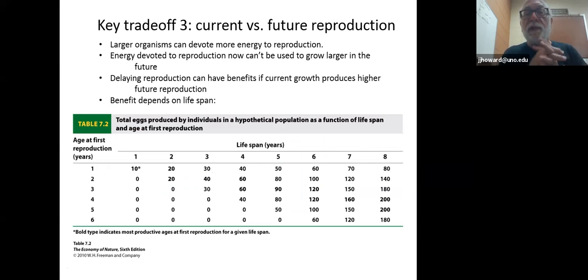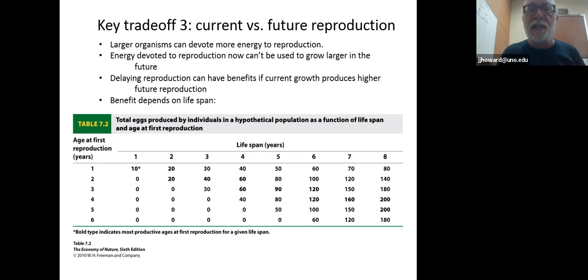The third trade-off is current versus future reproduction. And this is where age of first reproduction comes in. If you start reproducing at a young age, then you don't have time to grow large. And that means that you're never going to be able to accumulate as much energy for reproduction in the future as a larger organism would. But the only way the larger organism can do that is to delay reproduction.